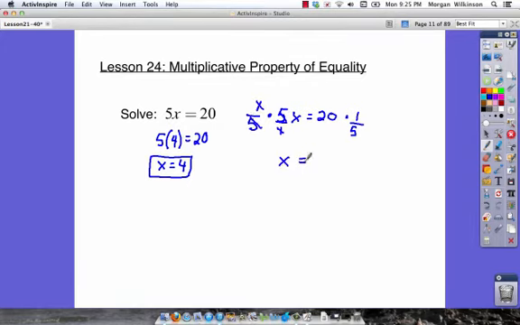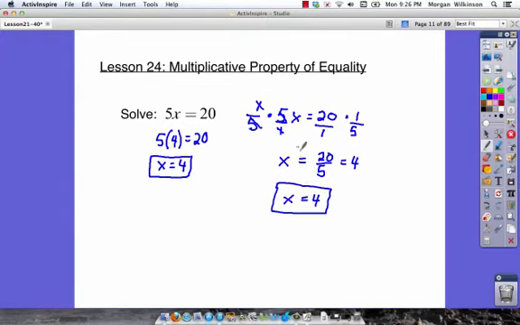Now we're going to be solving for what x is equal to. 20 is the same thing as 20 over 1. We know 20 times 1 is 20. 1 times 5 is 5, so we get 20 over 5, and that's equal to 4. We got the same answer, x is equal to 4, just a little bit different way.